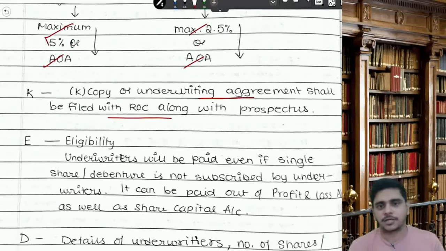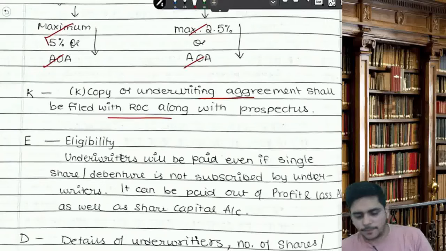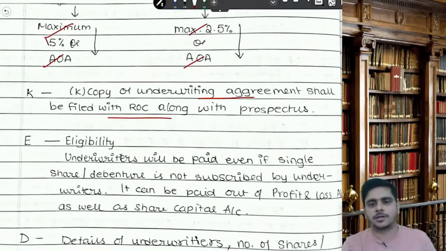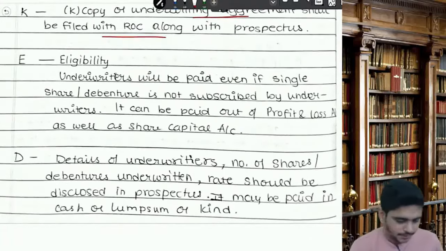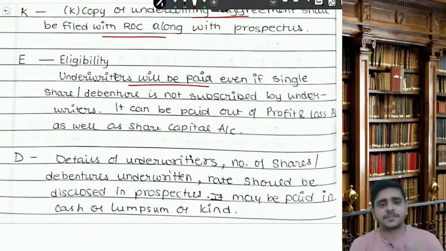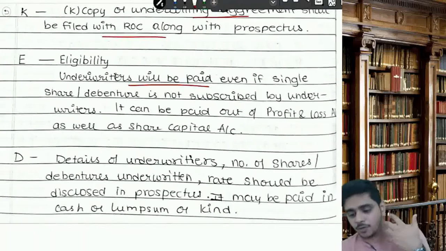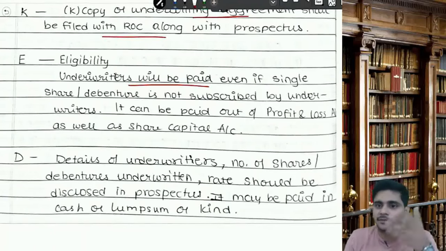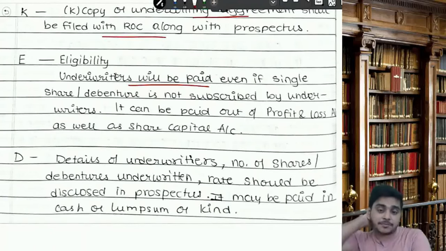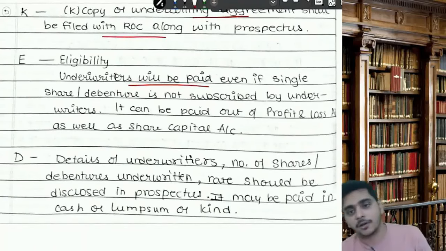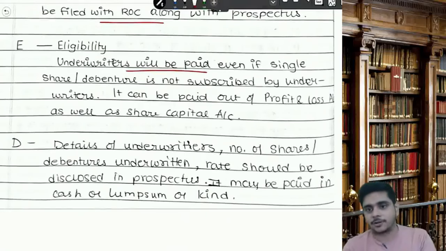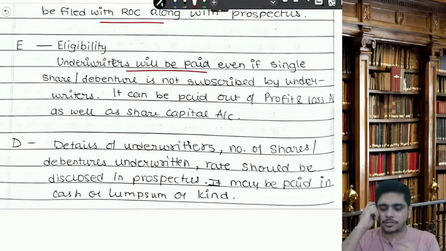Point C: a copy of the underwriting agreement shall be filed with ROC along with the prospectus. Point D: underwriters will be paid even if a single share or debenture is not subscribed by them. That means if it is an oversubscription, the underwriter will not take any share, but still they will get the commission because they had taken a risk when the company was having a problem. Now, it can be paid out of P&L as well as share capital. Again, MCQ.